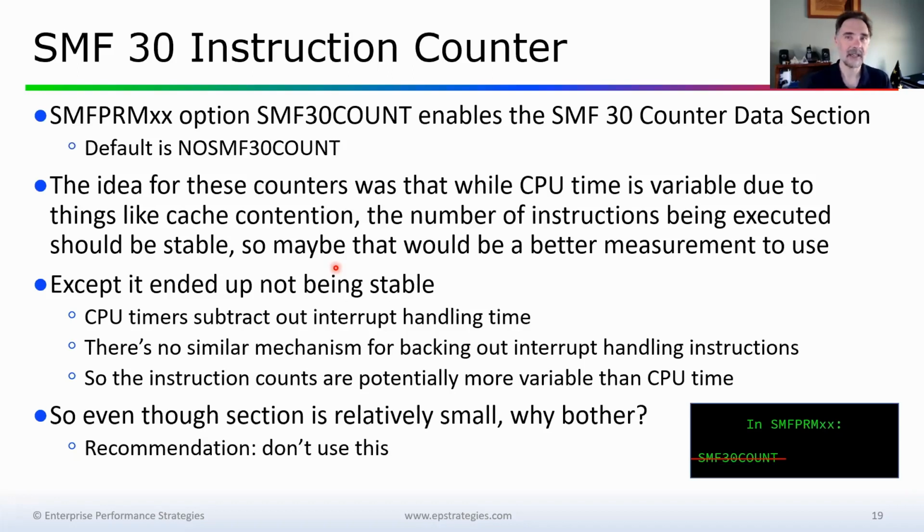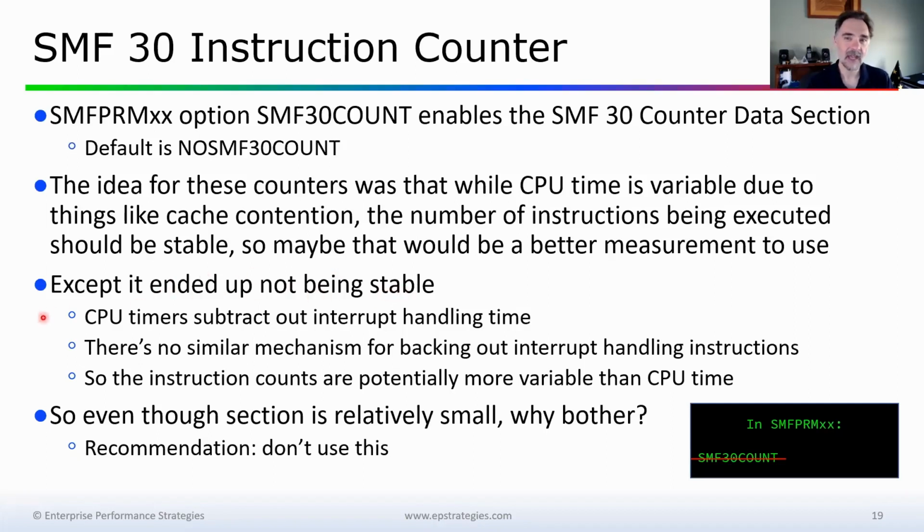And so part of the idea here was, hey, if we could count the instructions, that batch job is executing the same instruction stream over the same input. So why don't we count the instructions? And that should be a more stable indicator of the amount of work that the batch job is doing, except that it ended up not being stable.